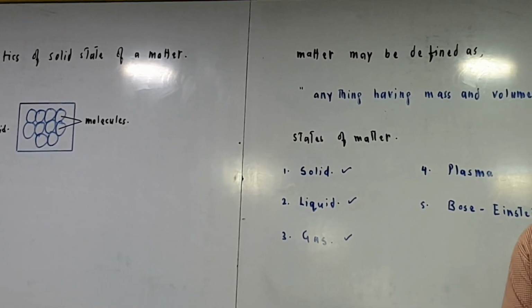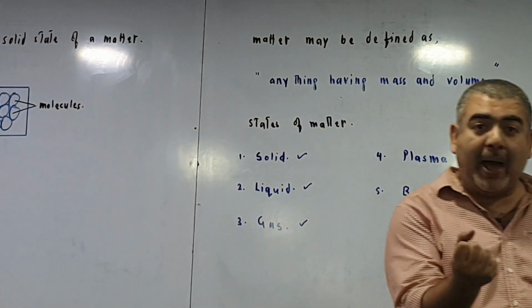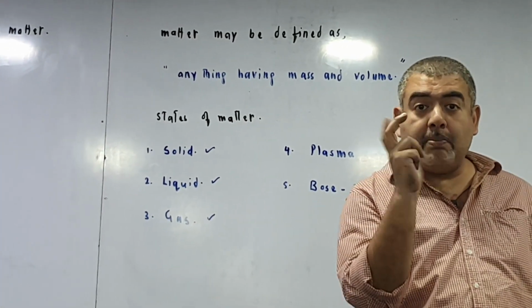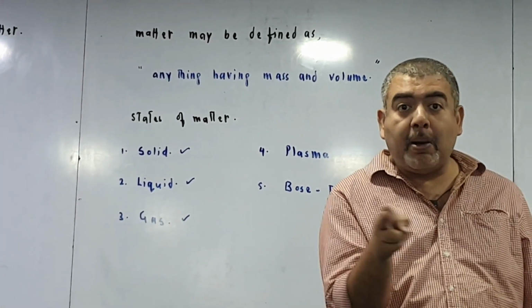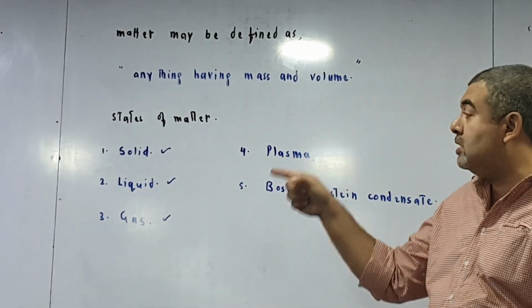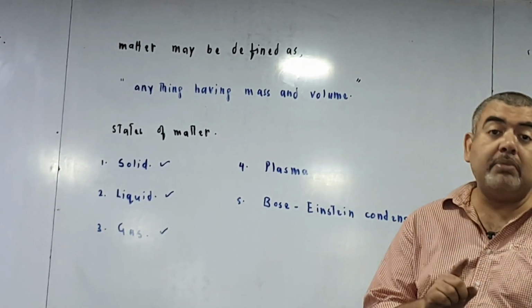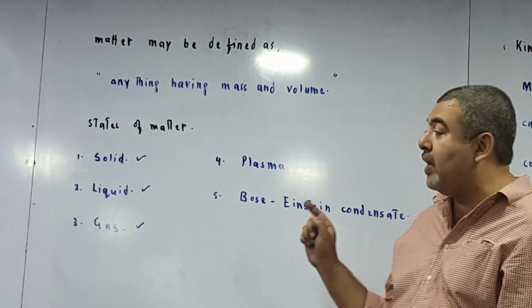So we say the molecules in the solid state of matter are tightly packed. But because they are tightly packed, they can't move forward. They can't spin about their axis. They can only vibrate about their mean position. That's why the molecules in the solid state of matter, being tightly packed, can execute only what? A vibratory motion. They can only move to and fro about their mean position.